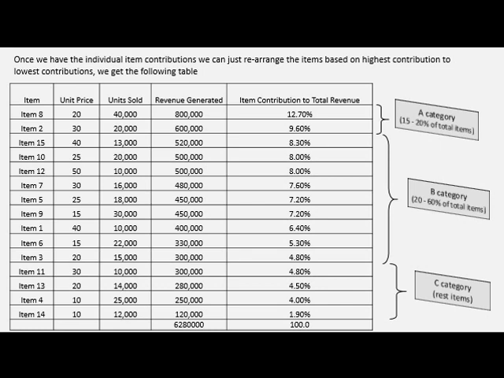In general, 15 to 20% of total items are classified as category A items. In the example, we have two items, that is item 8 and item 2, identified as category A products. These products require the undivided attention of the company as they contribute the highest to the revenue. We must remember here that the revenue generated is a combination of unit price and units sold, so just by raising the unit price we may not be able to increase the revenue as it might affect the sales.